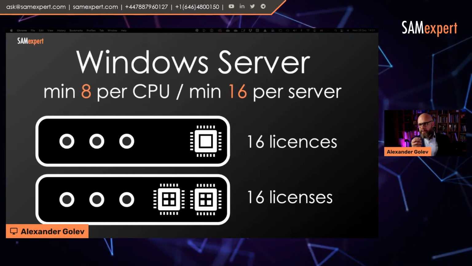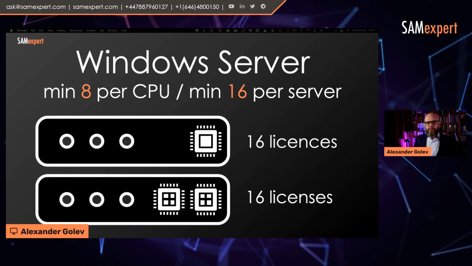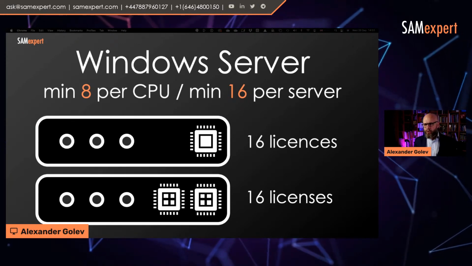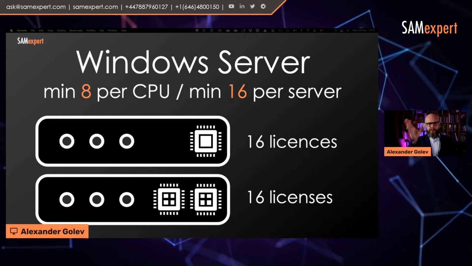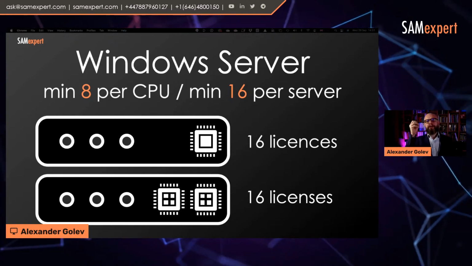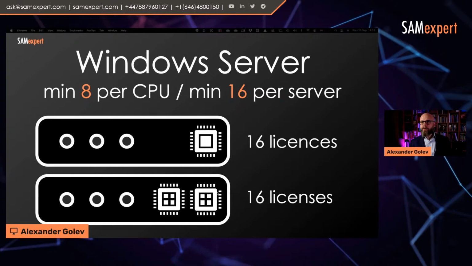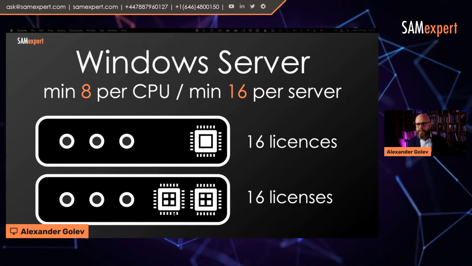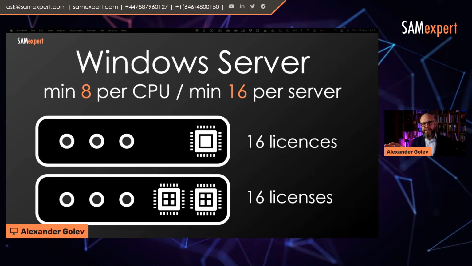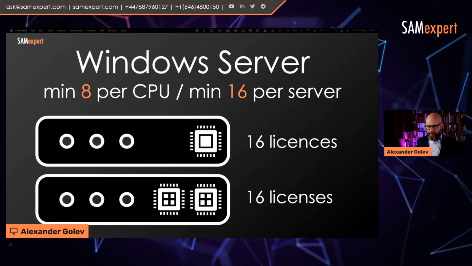Here are a few formulas, how you calculate licenses for Windows Server, a few examples. So in the first picture, the top picture, we have a server, single processor, single core, because the minimum for the server is 16. You still have to assign 16 licenses because that's the minimum for the server.